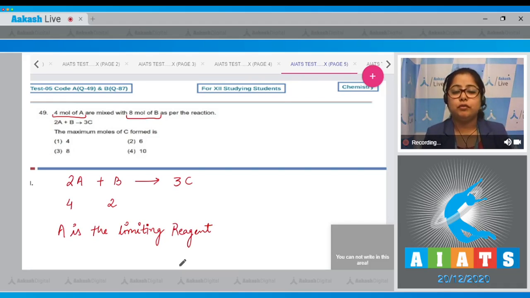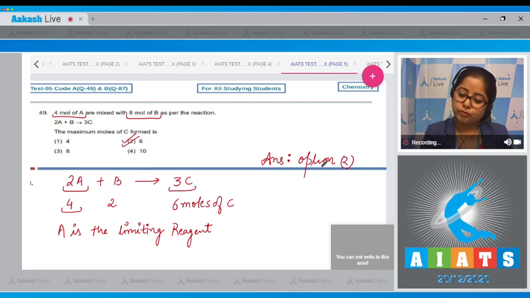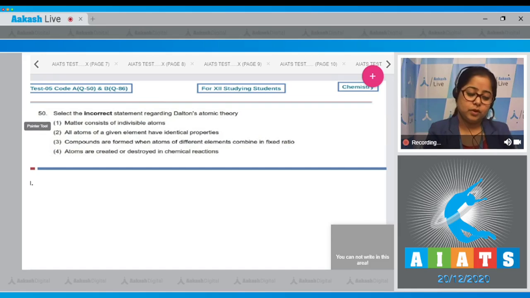And we know that the amount of product formed depends upon the limiting reagent. So here it is clear that 2 moles of A gives 3 moles of C. So if we have 4 moles of A, that means 6 moles of C are formed. That means the correct answer is option number 2. Moving to next question, students, which is question number 50. Let's read the question. Select the incorrect statement regarding Dalton's atomic theory.